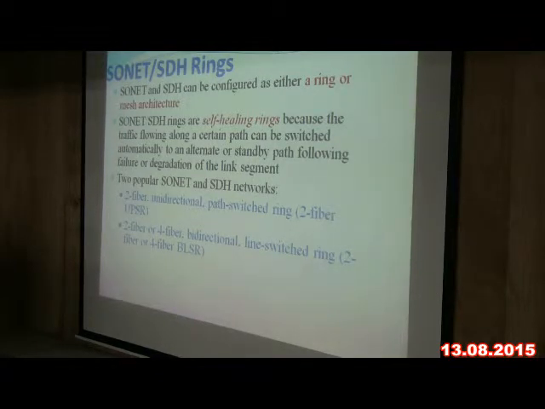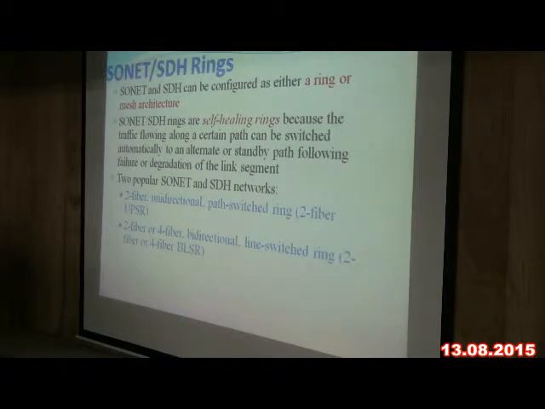In the SONET method, there are two popular methods. First one is the 2-fiber unidirectional path switched ring. Second one is the 2-fiber or 4-fiber bidirectional line switched ring. Using this concept, we can connect the network in 8 possible combinations. We are connecting the network.